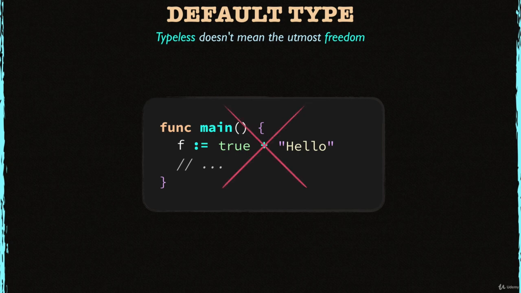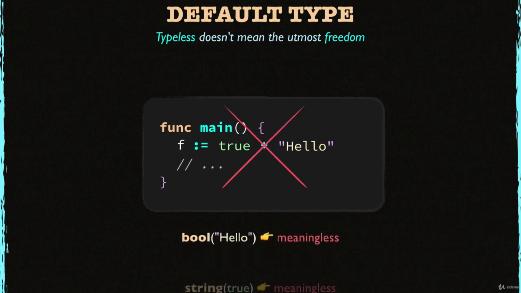Actually, nothing. It's because untypedness doesn't mean that you can mix incompatible values together. So as in here, you can't use an untyped bool value and an untyped string literal in the same expression. They are incompatible values. They cannot be converted between each other. You can't convert a string literal to a bool value or a bool value to a string literal, right? So that's why they are incompatible values.